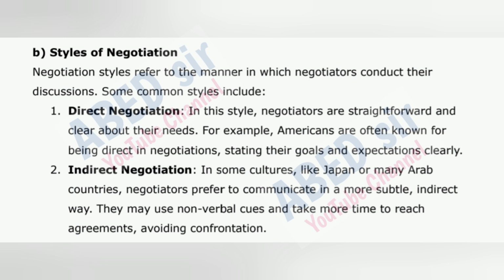2. Indirect negotiation. In some cultures, like Japan or many Arab countries, negotiators prefer to communicate in a more subtle, indirect way. They may use nonverbal cues and take more time to reach agreements, avoiding confrontation.